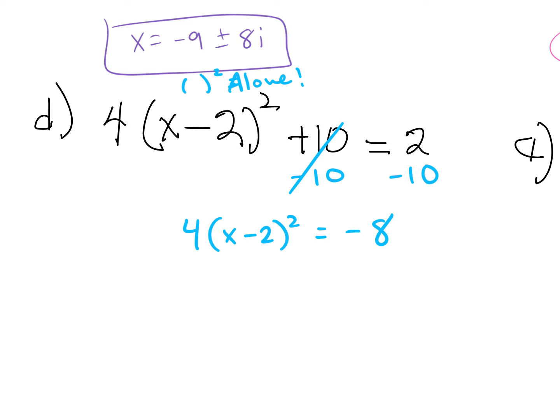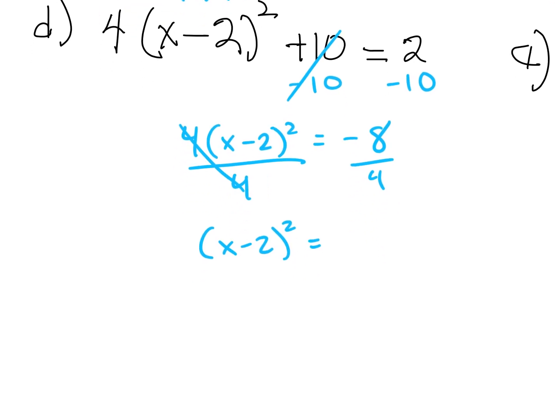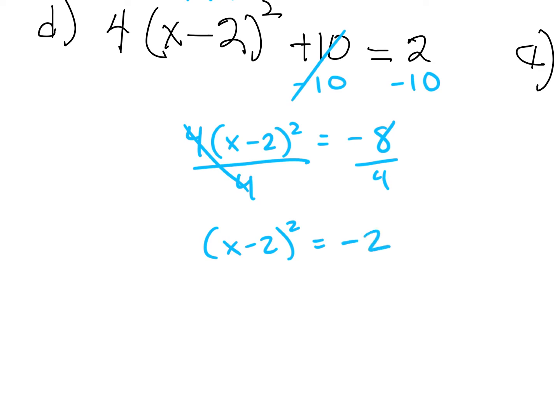What can I do next? Divide by 4. So x minus 2 squared is equal to, what's negative 8 divided by 4? Negative 2. Now that my parentheses are all by itself, what can I do? Square root both sides. And what do I have to remember when I take the square root of both sides? Plus or minus. Can I simplify the square root of negative 2? I can take out the i, so that negative is going to come out and turn into an i. So it's i square root 2. And on the left, the squared and the square root cancel, so it's just x minus 2.